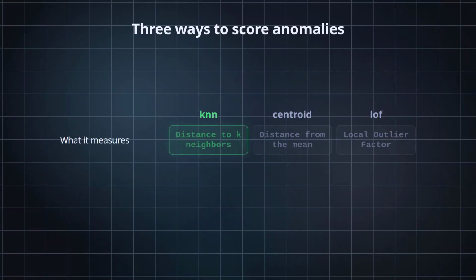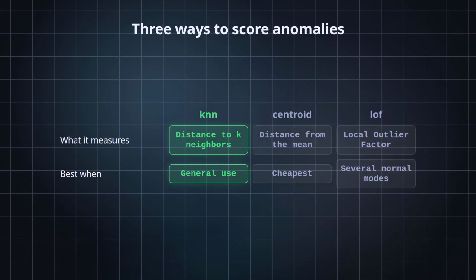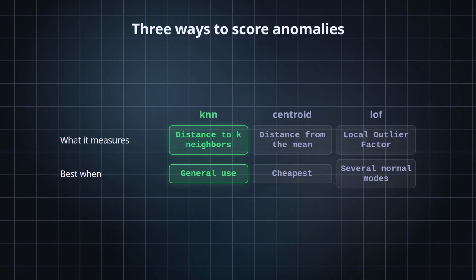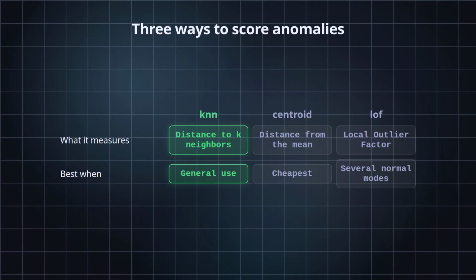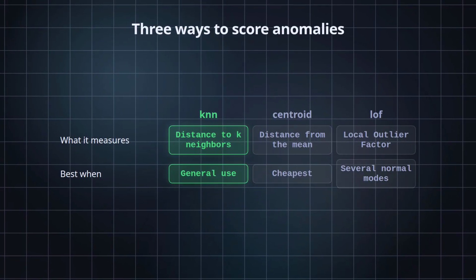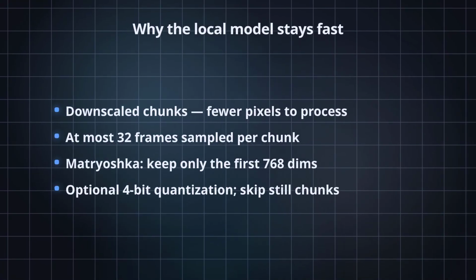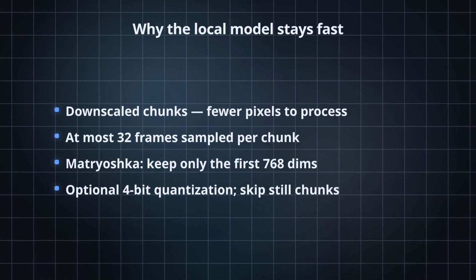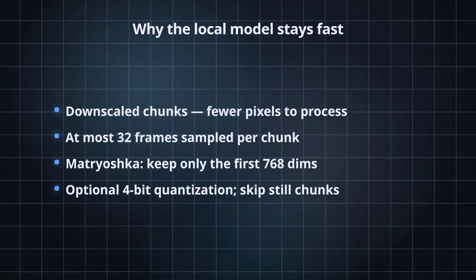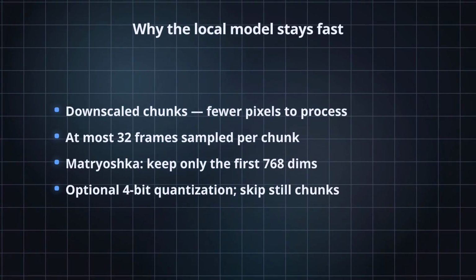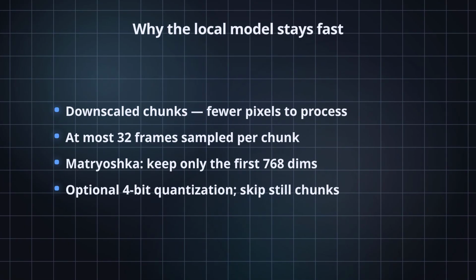3 methods are offered: nearest neighbor distance for general use, plain distance from the index mean as the cheapest option, and local outlier factor when the footage has several normal modes, like day, night, and garage. The local backend stays fast by stacking small wins. Downscaled chunks mean fewer pixels. At most 32 frames are sampled per chunk. Matryoshka truncation keeps only the first 768 dimensions, and quantization plus still skipping cut the rest.